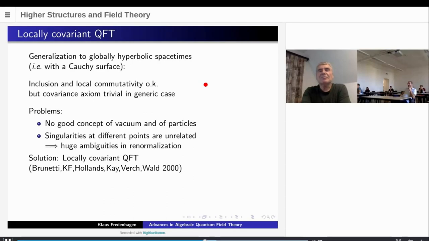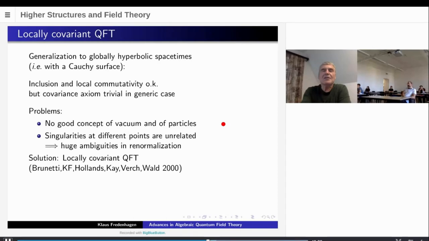And you try to generalize the Haag-Kastler axioms to this situation. Of course, when you look at the inclusion, this is of no problem, and also the local commutativity is okay because of this global hyperbolicity. You can also formulate the covariance axiom, but the difficulty with the covariance axiom is that it becomes trivial in the generic case. And this is, of course, a big difference because you have much less structure.